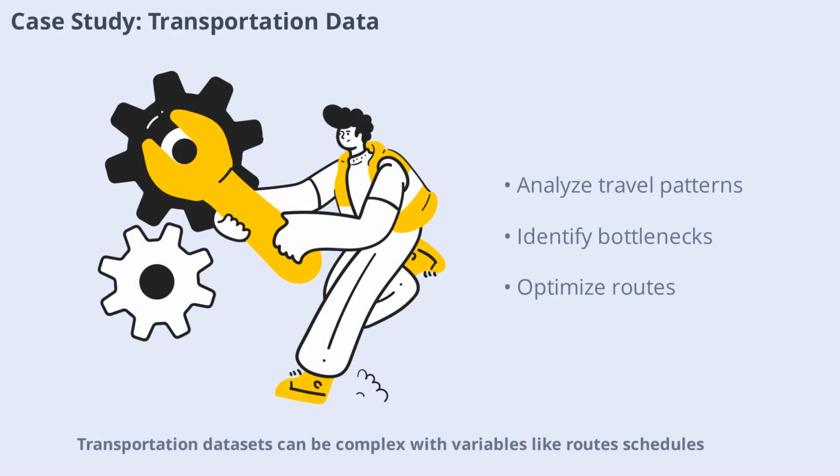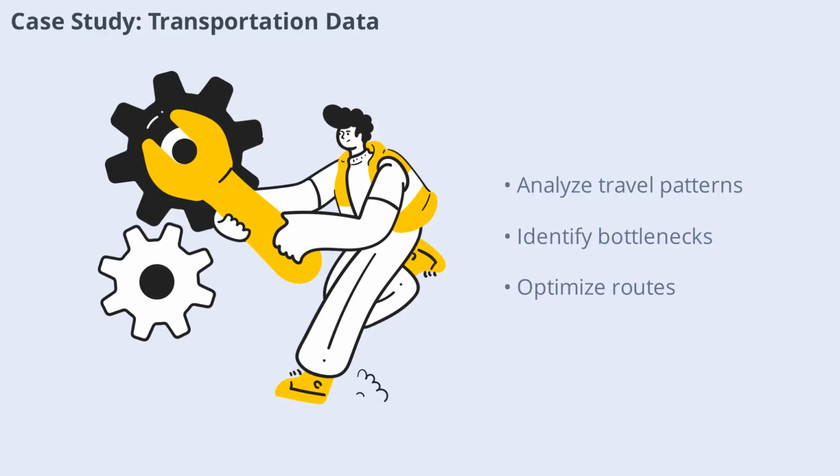Transportation datasets can be complex with variables like routes, schedules, and passenger counts. EDA helps you analyze travel patterns, identify bottlenecks, and optimize routes. Visualizations like maps and flowcharts are especially useful for uncovering insights in transportation data.